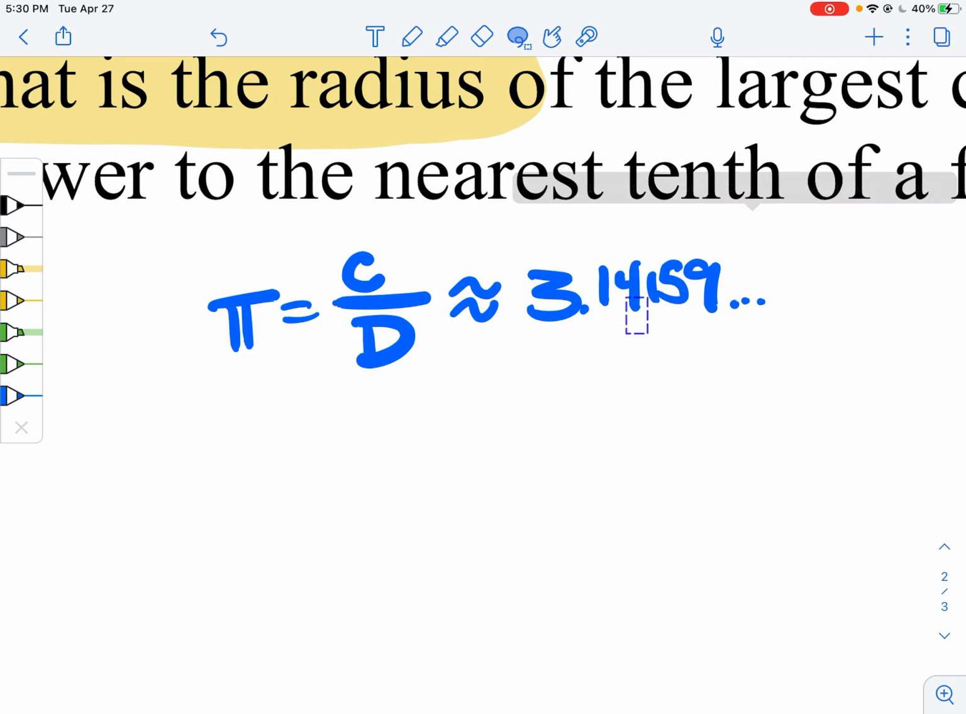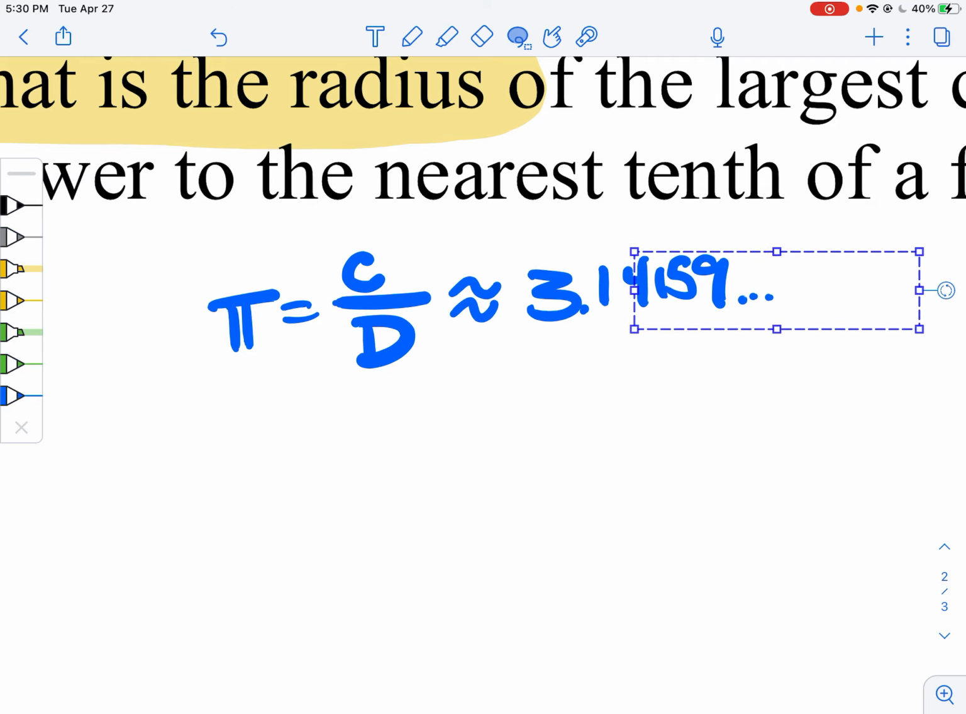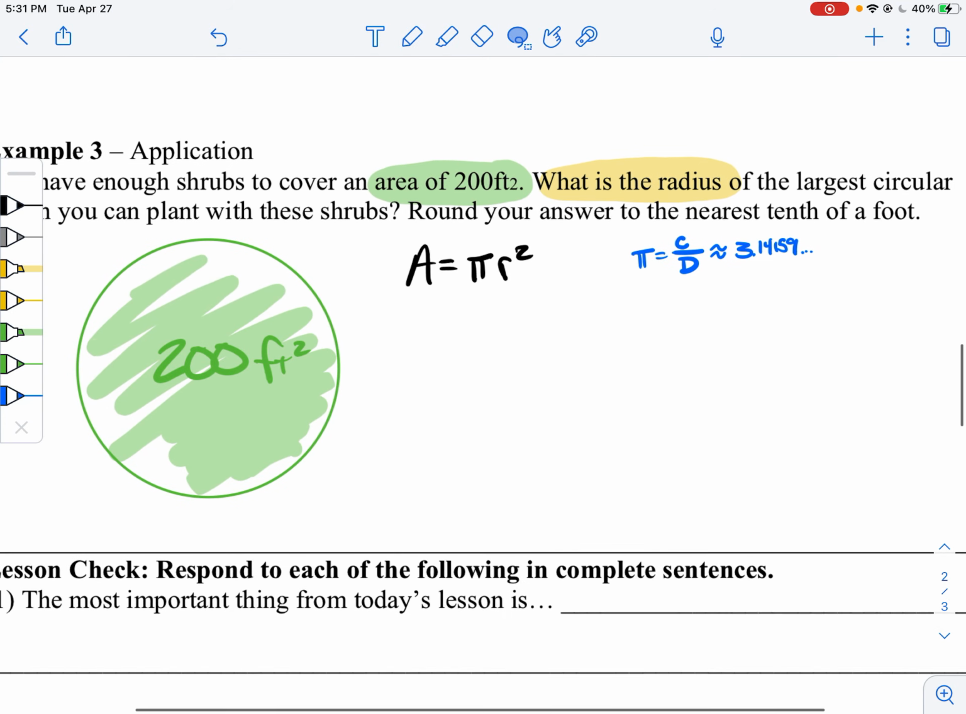My uncle's an engineer. Sometimes at his work, he just uses 3.1, and that gives me goosebumps. That's ridiculous. Anyway, I digress.